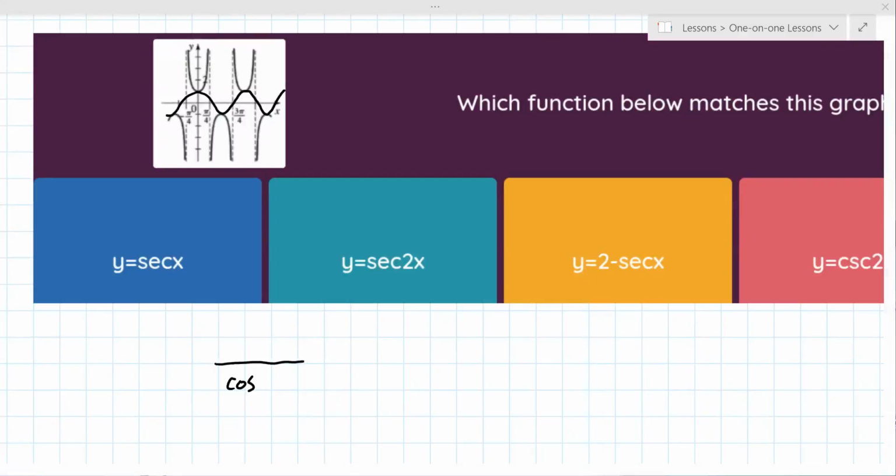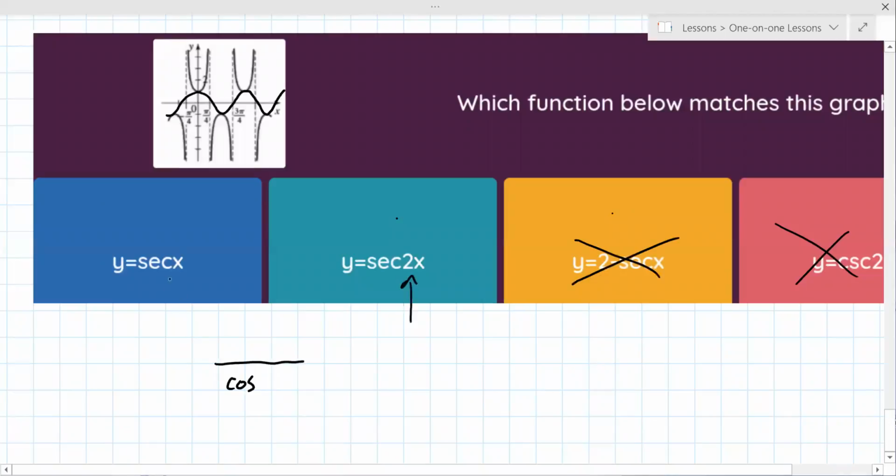And then you look for the reciprocal, right? So that means it's either this one or this one. It's not the third one. This one right here has a 2 minus in front. That would flip it and move it up by 2. That one's out. So we're down to these two, and the only difference between them is the period. This one has a period of 2 pi over 2. This one has a period of 2 pi over 1, which is 2 pi.